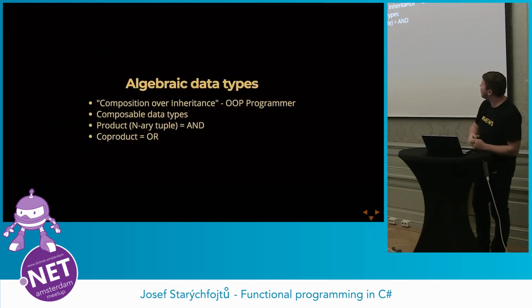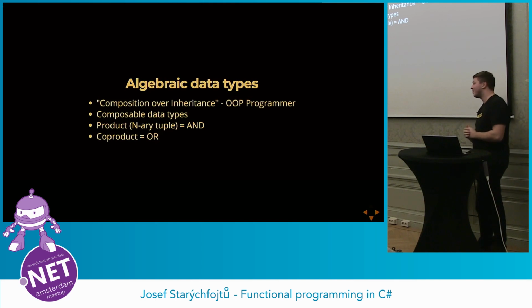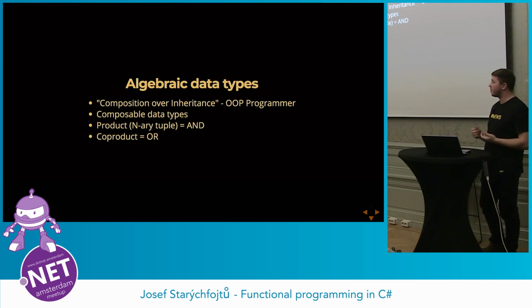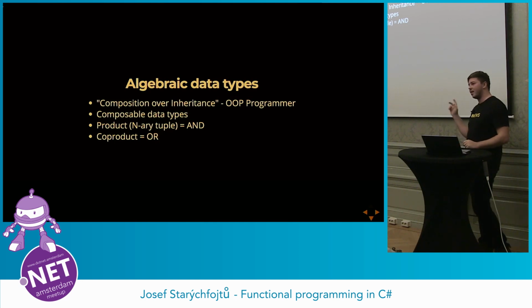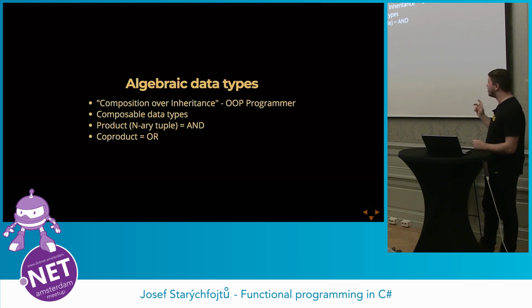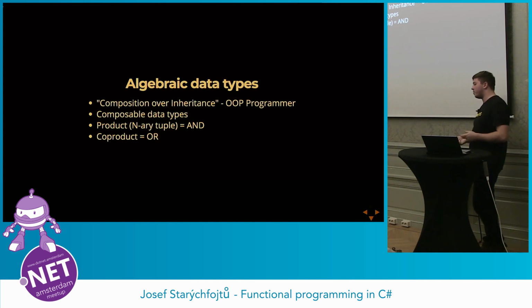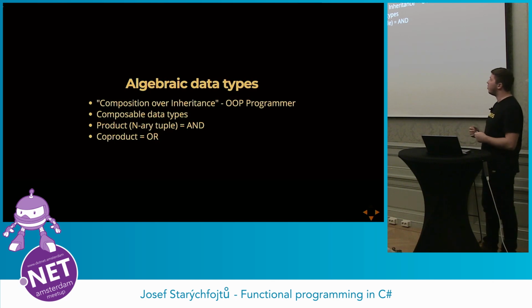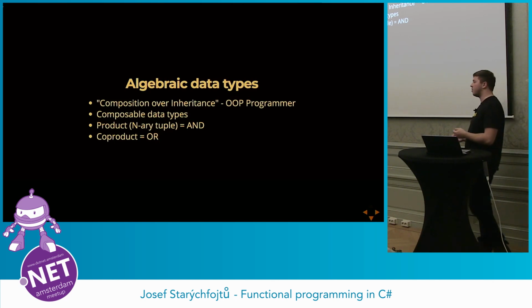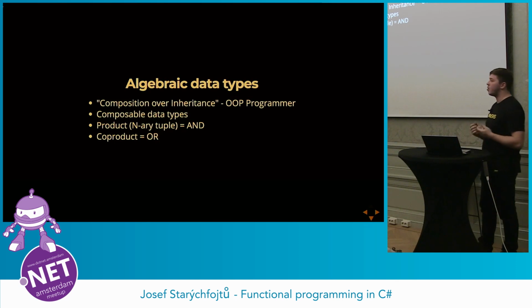Yeah. Now we are getting to more good stuff. So algebraic data types, also a scary word, but if you can take something from this talk, take this: this is the most crucial functional feature, and those are algebraic data types. So what are they? Well, even OOP programmers use inheritance. They started to say stuff like composition over inheritance, right? So algebraic data types are just composable types.